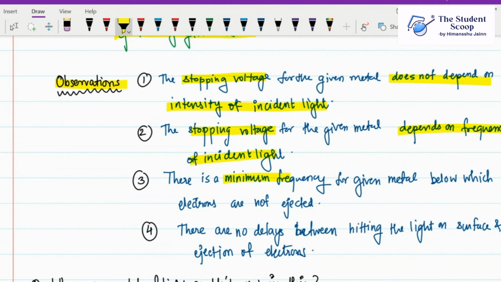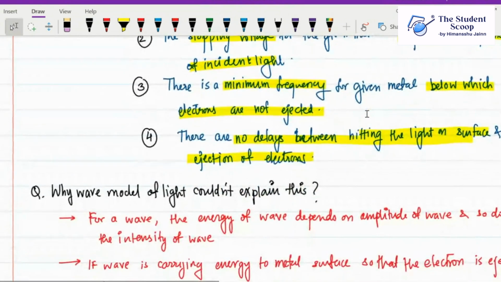There is a minimum frequency for the given metal below which electrons are not ejected. So we can't have any frequency or wavelength. It has to be specifically above the critical value. This frequency is also called the critical frequency, the minimum frequency required for electrons to eject. And then the fourth point was there is no delay between hitting the light on the surface and the ejection of the electron. Those four observations were very important and very surprising because the wave model couldn't explain this.